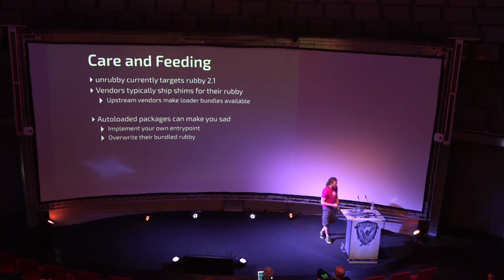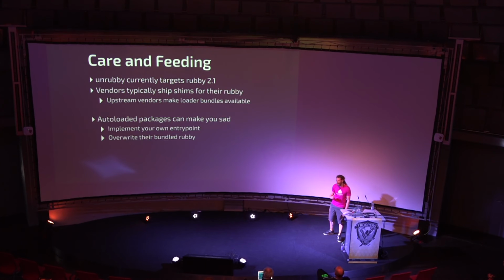So there's a few other bits and pieces associated with this. Unruby currently targets Ruby 2.1. I would really like to support 2.2 if someone's interested in working on that. First of all, I'd like to see a sample in the wild of something using it, but I think it'd be really fun. The neat thing is that the vendors give you everything you need to do this, right? Their loader comes with the software. It's kind of intended to work that way.